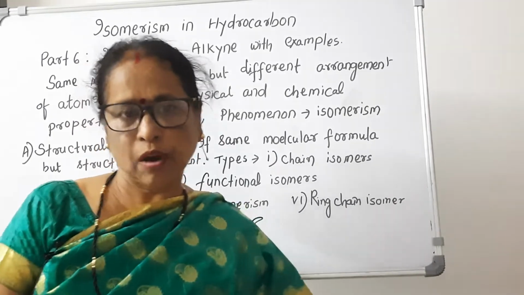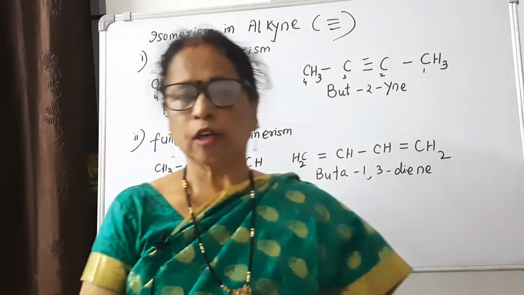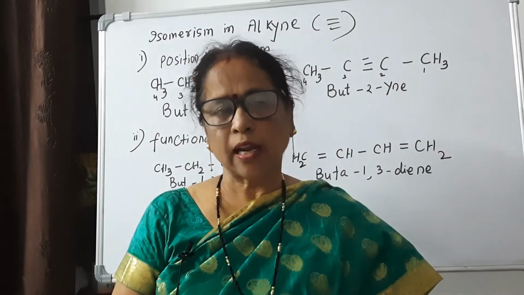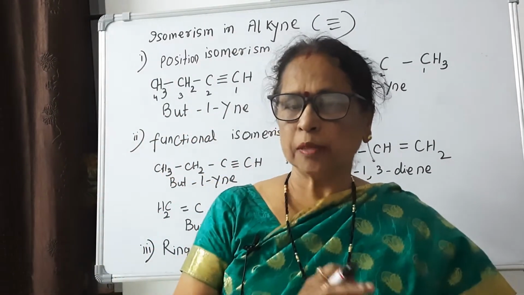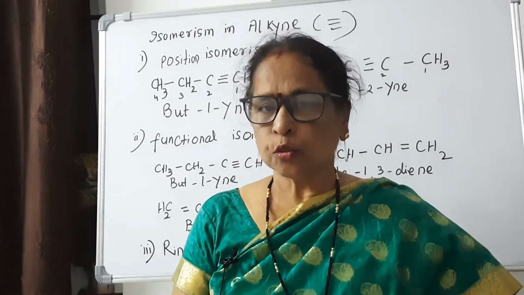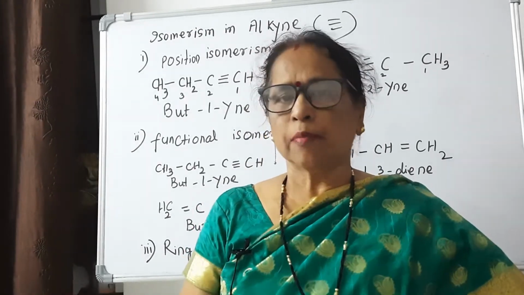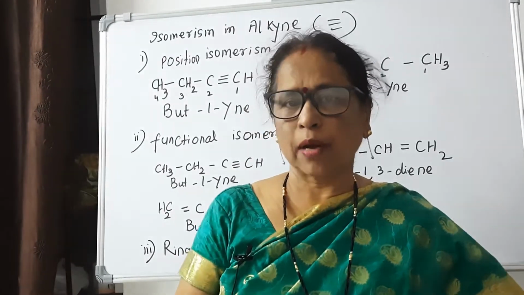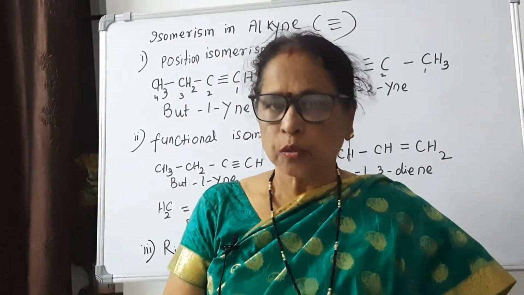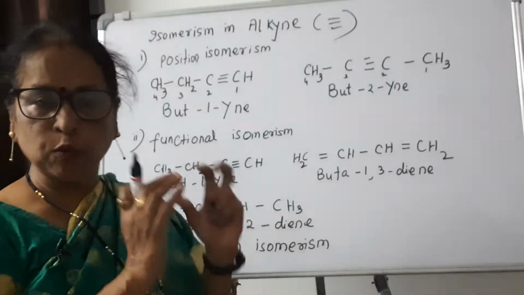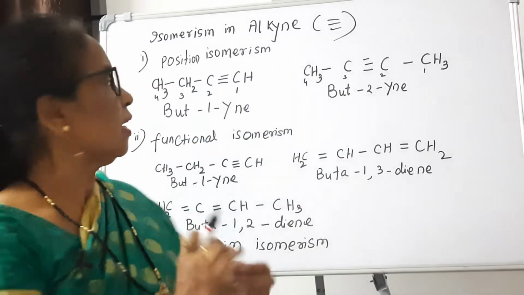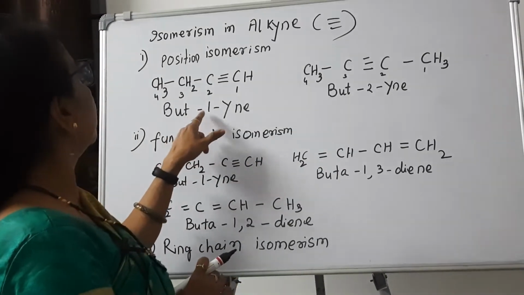Now see one by one. Now you will come to position isomerism in alkyne, that is, the triple bond. Here you will see what the possible isomerisms in alkyne are. So many isomerisms are there, but they are not all followed by the alkyne group. So first you will see position isomers, that means the position of the triple bond.